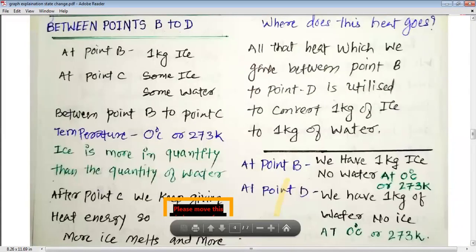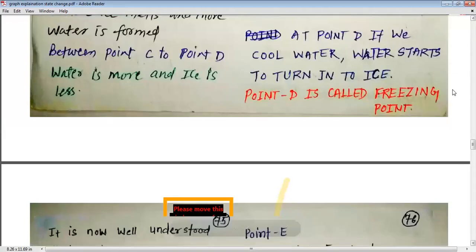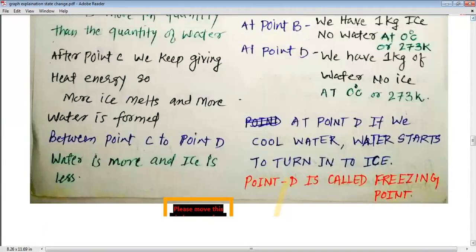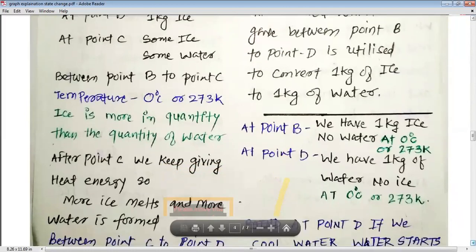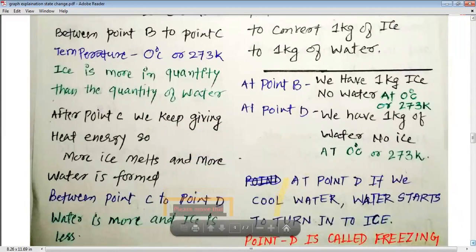At point B, we have 1 kilogram of ice, no water. The temperature is 0 degree centigrade or 273 Kelvin. At point D, we have 1 kilogram of water, no ice, at 0 degree centigrade or 273 Kelvin.